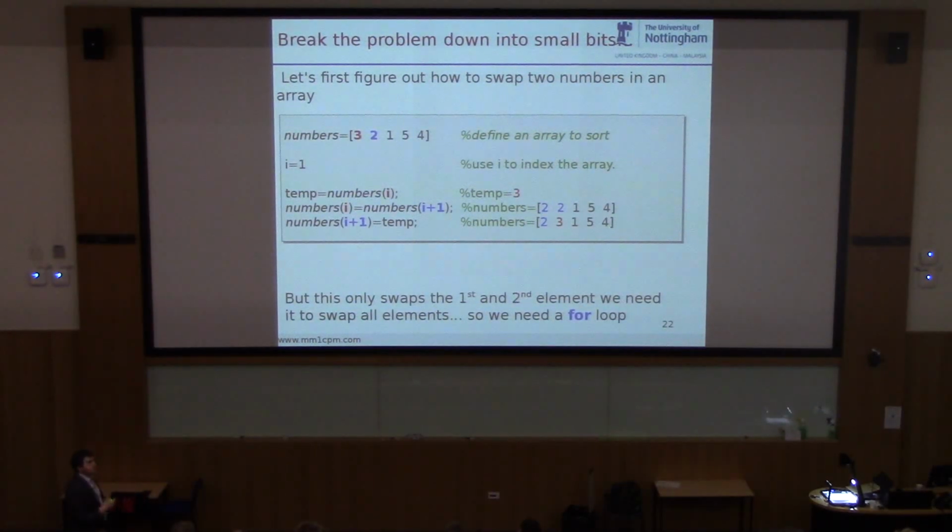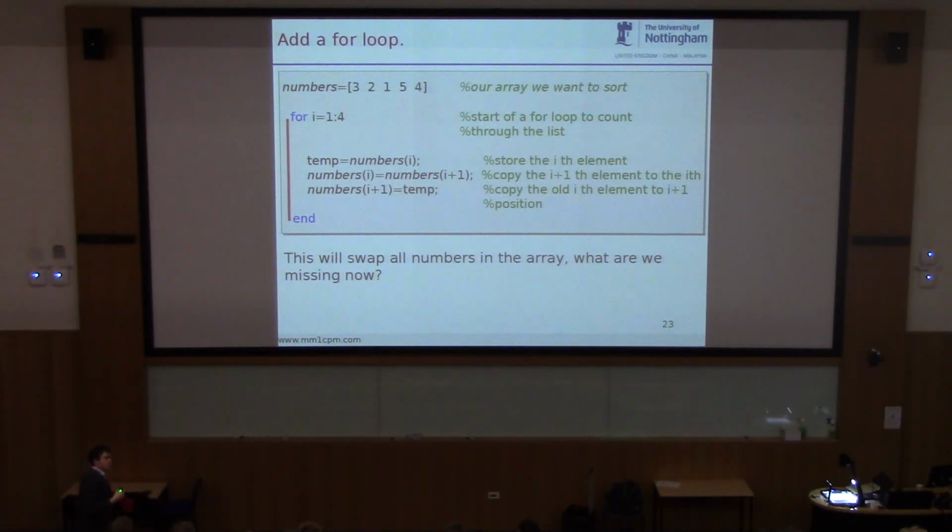But what we need to do is we need to basically swap all the numbers that are out of order. So what we can do is we need to put round this a for loop. And what this for loop will do is it will basically go through each pair, so we can go from 1 to 4, so it'll look at those numbers, those numbers, those numbers, those numbers, and this code will swap the ith number and the ith plus 1 number at each point in this array. So it'll swap those, it'll swap those, it'll swap those, it'll swap those.